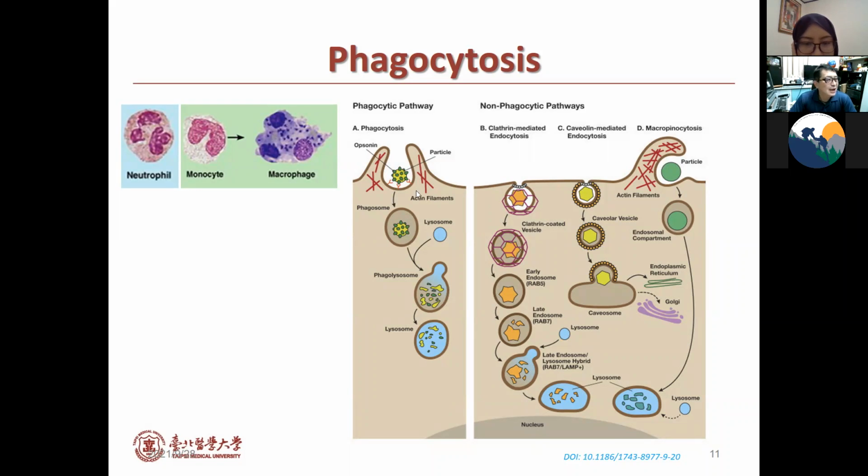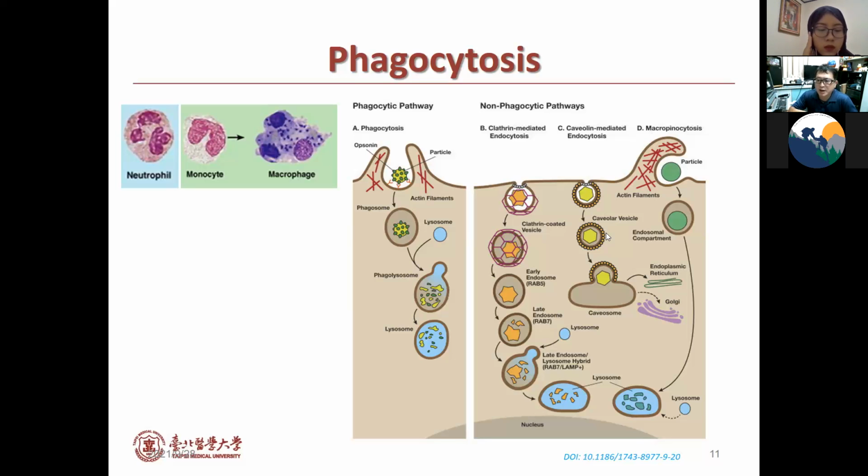Compared to phagocytosis, there are another three kinds of pathways for engulfing particles, pathogens or toxic substances. The first uses clathrin-mediated endocytosis, another is caveolae-mediated and uses a different protein. Another is macropinocytosis, which doesn't need anything; they just use the actin film to engulf. You have to know one thing after this lecture.